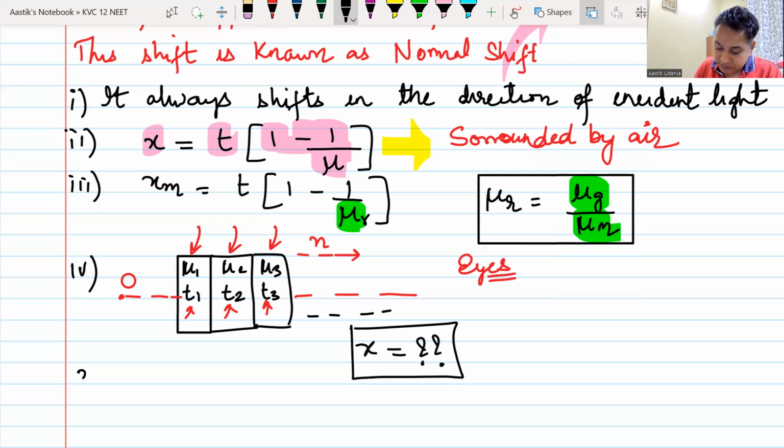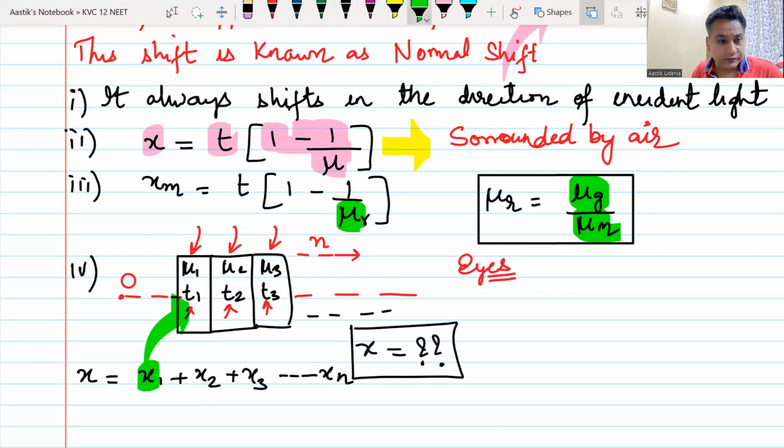The total shift x would be equal to x1 plus x2 plus x3 up till xn, where x1 would be the shift due to the first slab, x2 would be the shift due to the second slab, and x3 would be the shift due to the third slab, and so on. You also know the value of x1. The value of x1 would be t1 into 1 minus 1 by mu1.